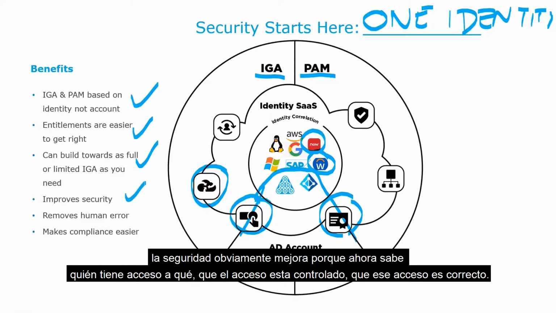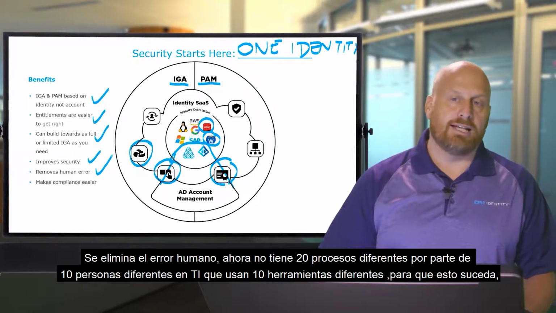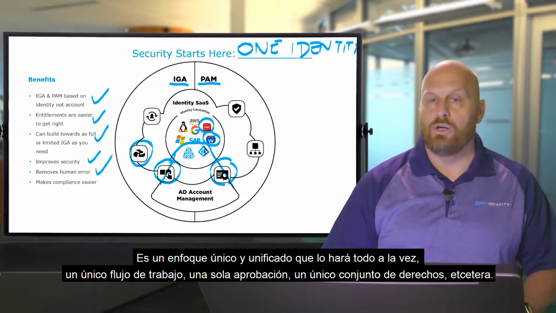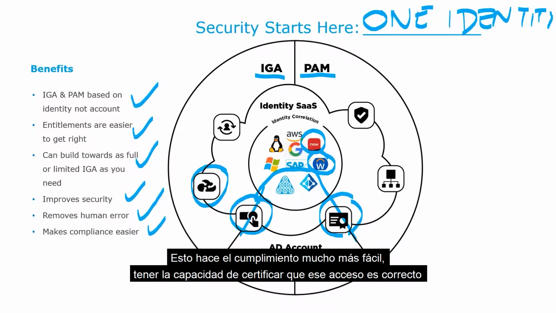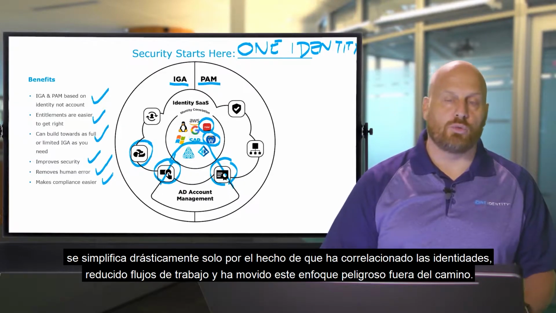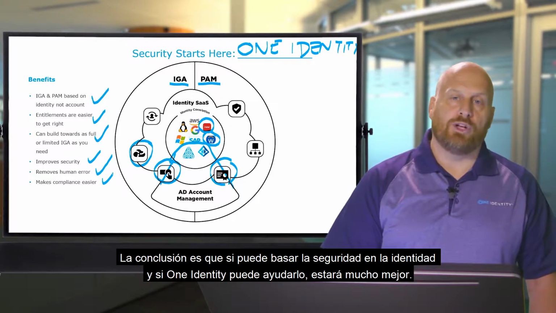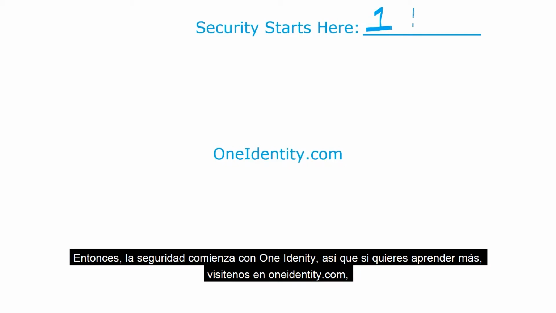Security obviously improves because now you know who has access to what, that access is controlled, that access is right. Removes human error. Now you don't have 20 different processes by 10 different guys in IT using 10 different tools to make this stuff happen. It's a single unified approach that's going to do it all at once, single workflows, single approvals, single set of entitlements, etc. And that then makes compliance much easier. The ability to certify that that access is correct is simplified dramatically just by the fact that you've correlated the identities, that you've condensed workloads, and you've moved this haphazard approach out of the way. So bottom line is, if you can base security on identity, and if one identity can help you, you'll be much better off. So security starts with one identity.